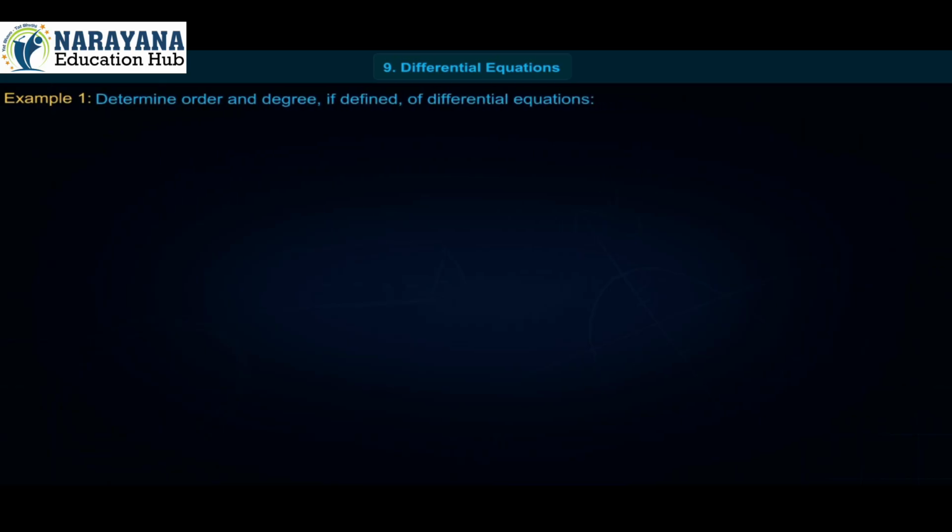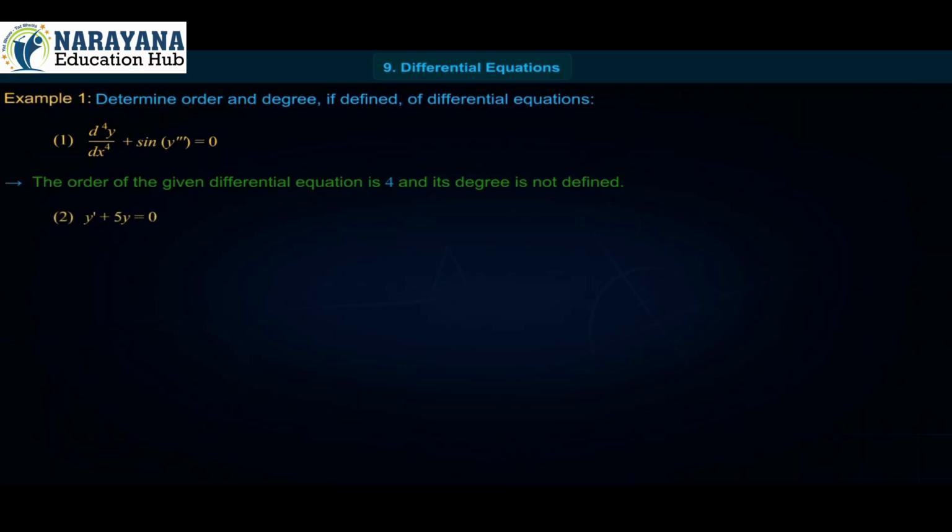Example 1. Determine the order and degree, if defined, of the differential equations. Number 1: d⁴y/dx⁴ + sin(y''') = 0. The order of the given differential equation is 4 and its degree is not defined. Number 2: y' + 5y = 0. The order of the given differential equation is 1 and its degree is 1. Number 3: (ds/dt)⁴ + 3s d²s/dt² = 0.